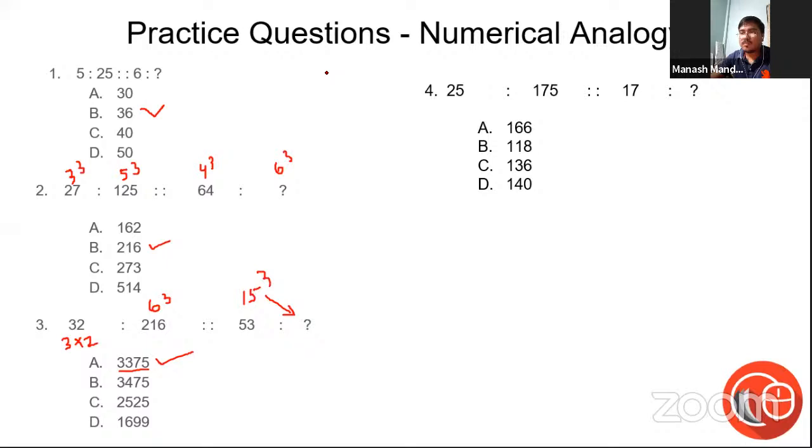And do not spend more than 40 seconds to solve the question and logic. 40 seconds is the maximum time. Never ever take more than 40 seconds to solve a question in analogy.